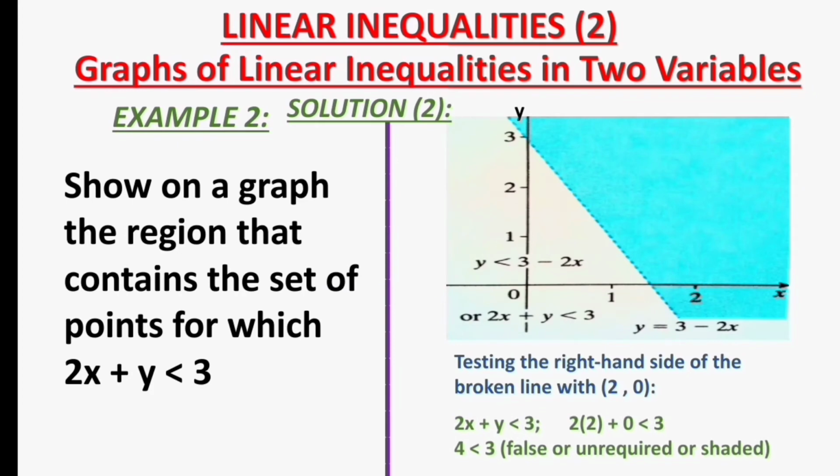Of course, when we substitute the values x is 2 and y is 0 into the inequality 2x plus y is less than 3, the statement will be false, because we are going to have the statement 4 is less than 3. But 4 is actually not less than 3, so that statement is false. That makes the right hand side of the broken line the unrequired or shaded region. I hope you got that right.